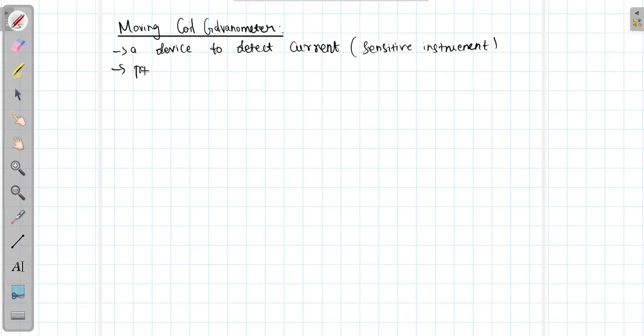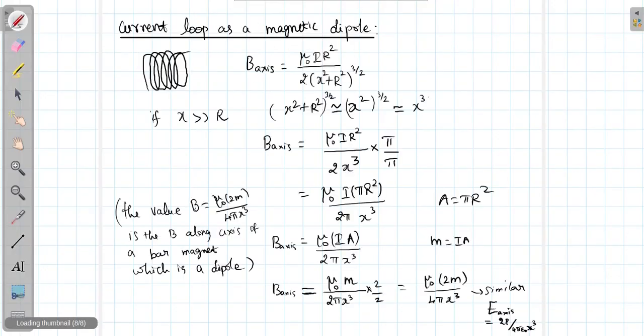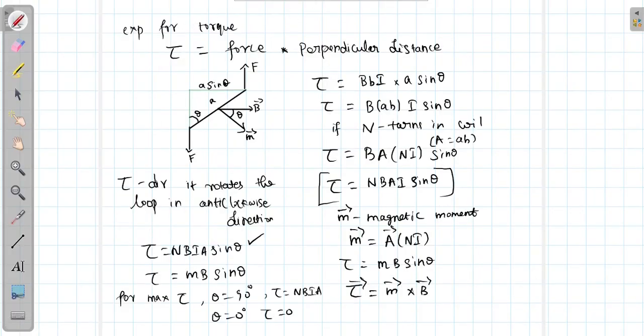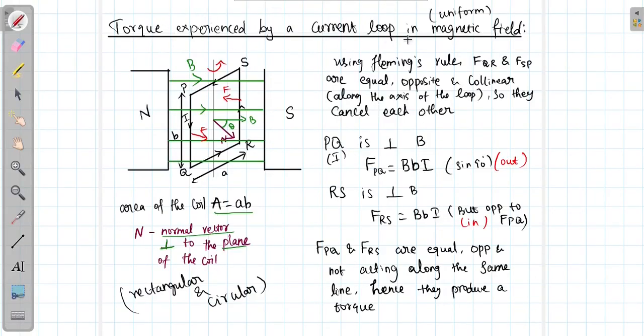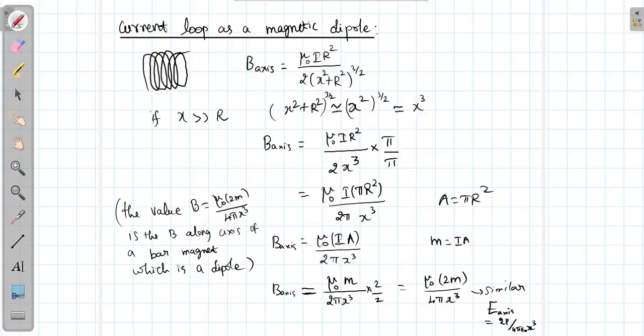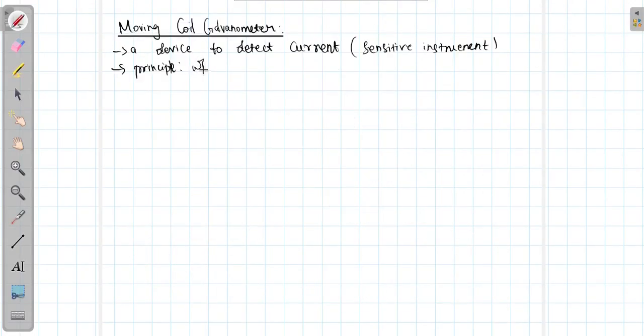And the principle of the galvanometer. The principle of the galvanometer is nothing but this: the torque experienced by the current loop in a magnetic field. This is the principle.